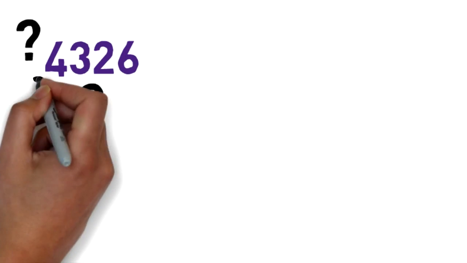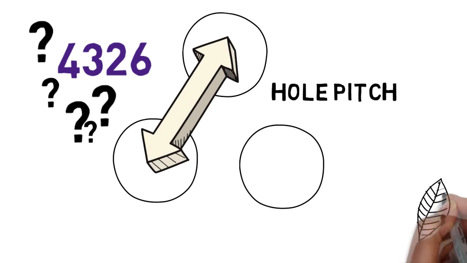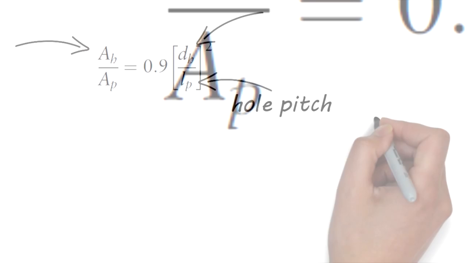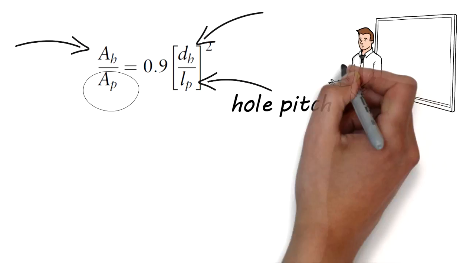So how can these thousands of holes be equally spaced apart from each other? By means of hole pitch. Hole pitch is the distance between the centers of two holes. To determine the distance between them, we use this equation in which we already know the hole area and the hole diameter. What we don't know yet is the perforated area. So how do we determine the perforated area?